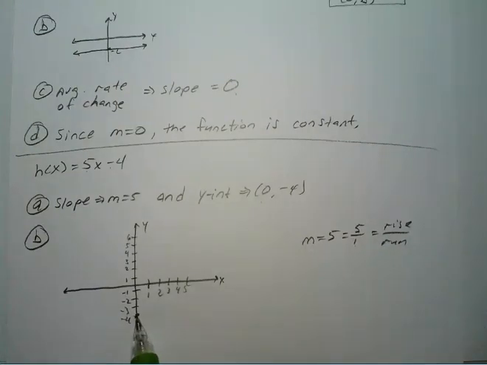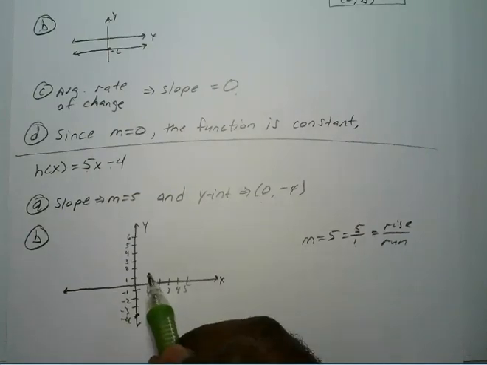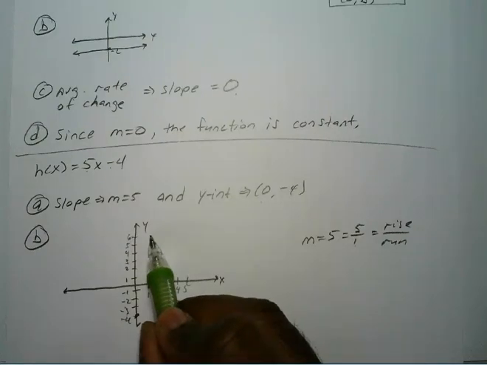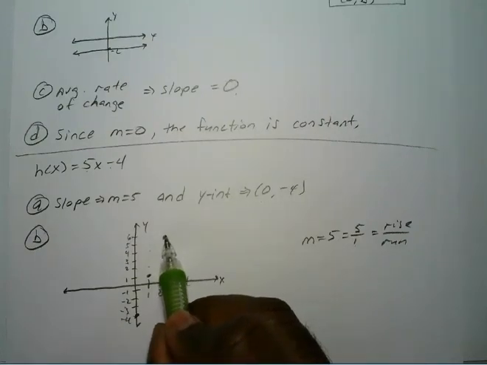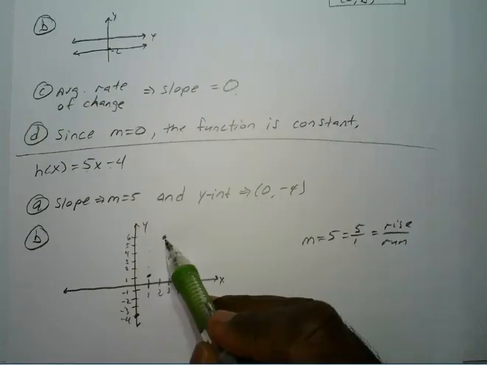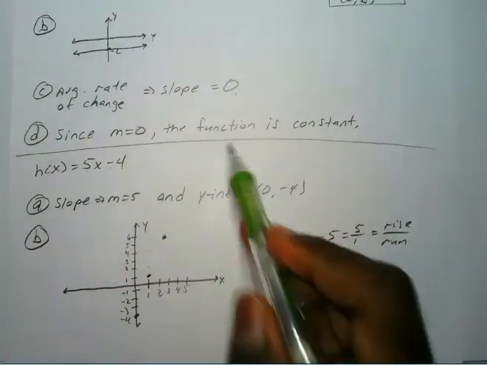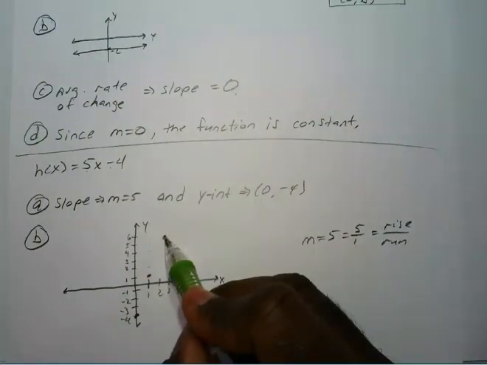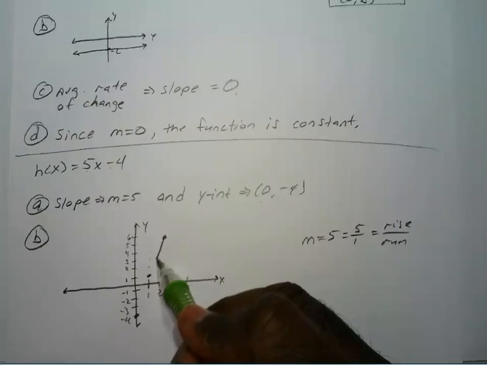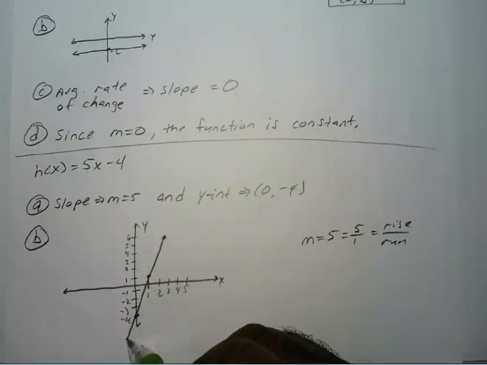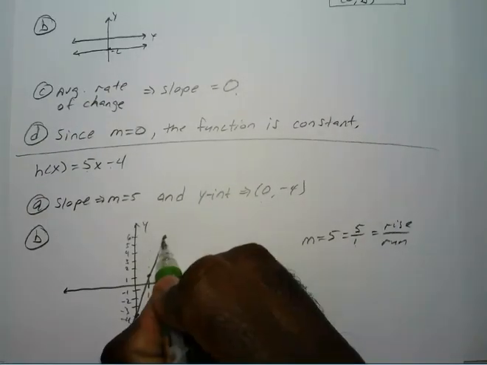From this point, we go up 5, 2, 3, 4, 5, and to the right 1. And from that point, we go up 5 and to the right 1. And we can keep doing that forever. Up 5, to the right 1, up 5, to the right 1. But those 3 should be more than enough for an adequate looking graph.